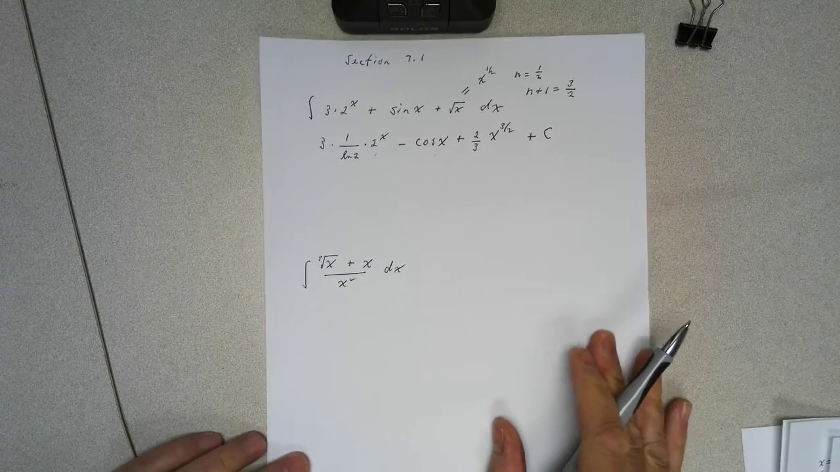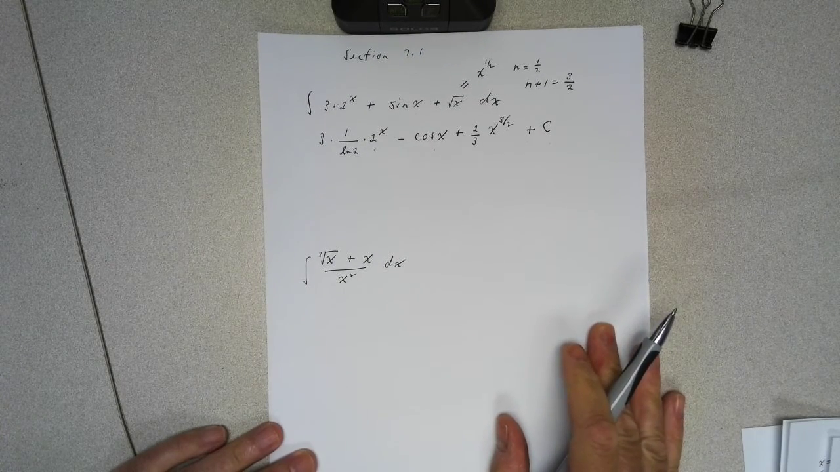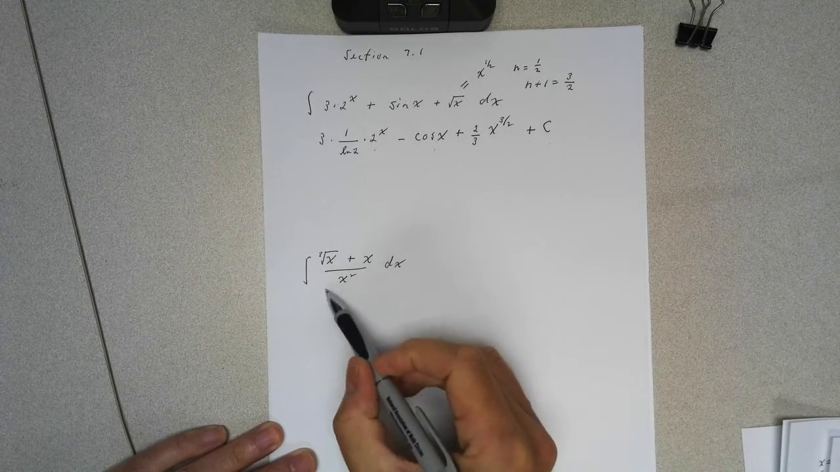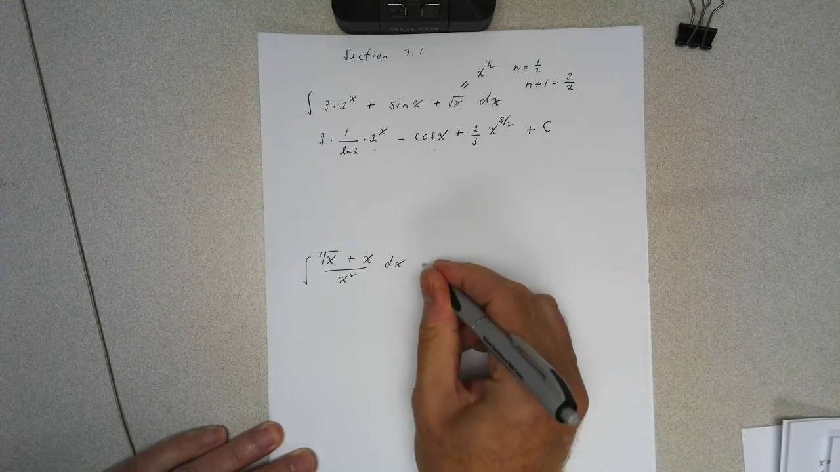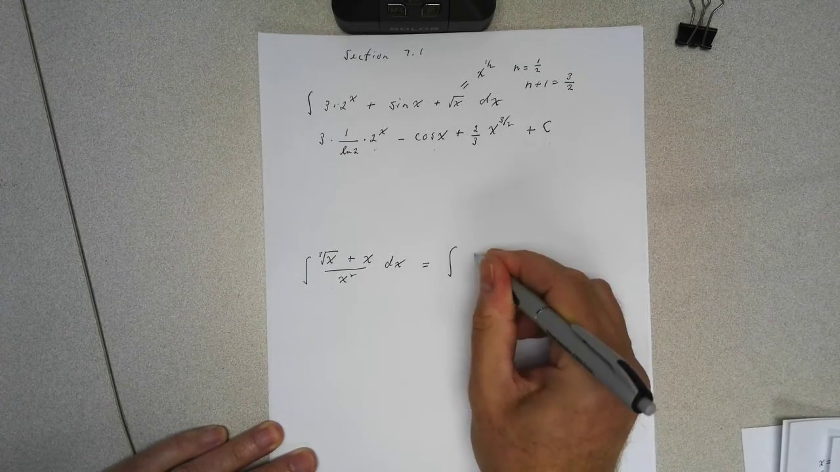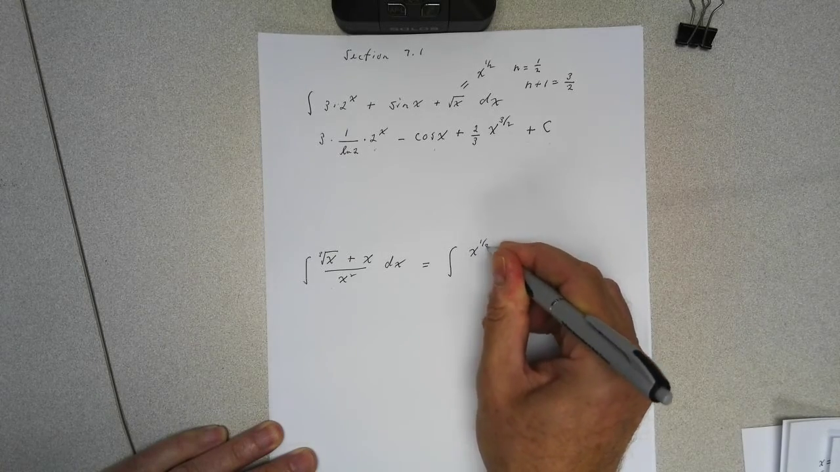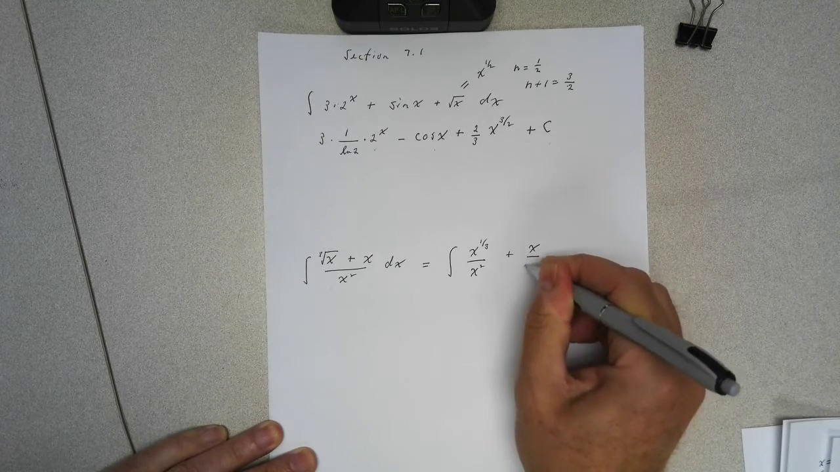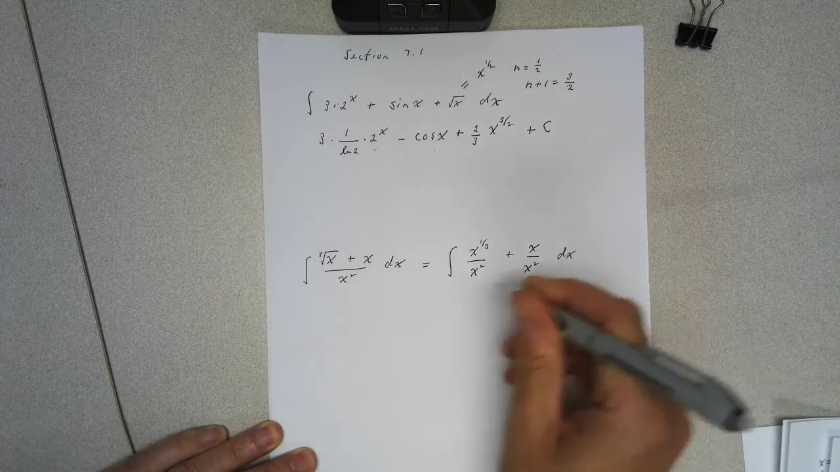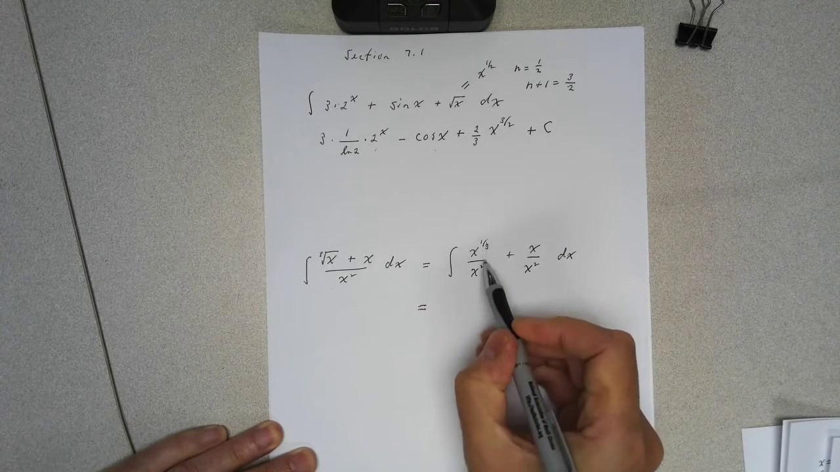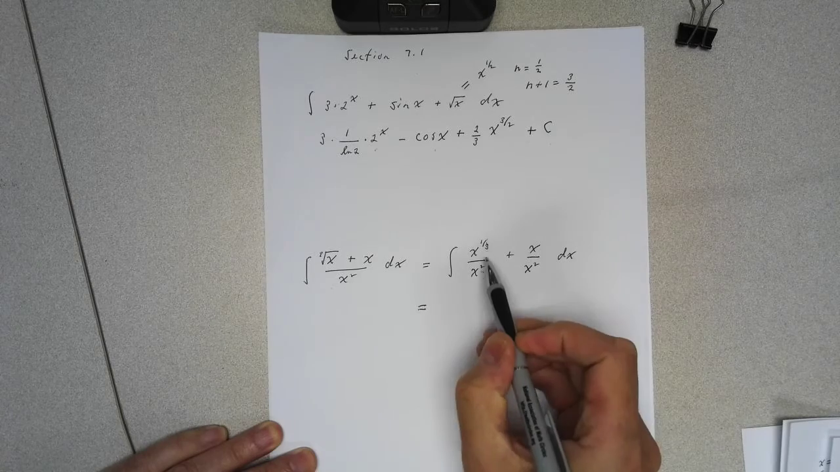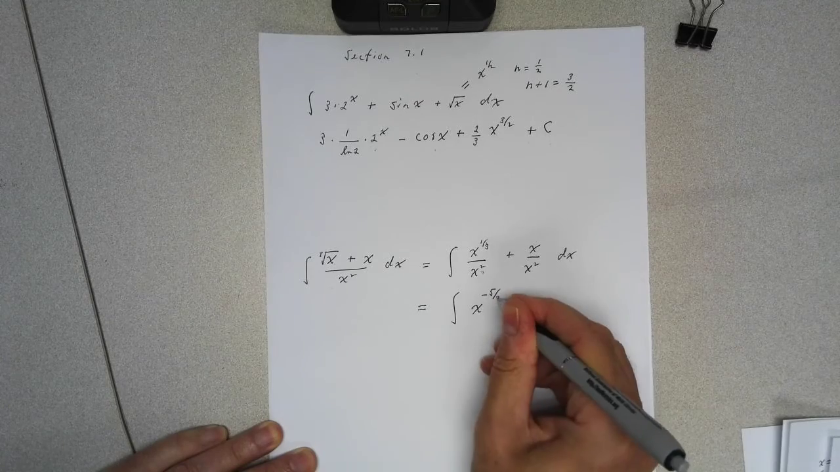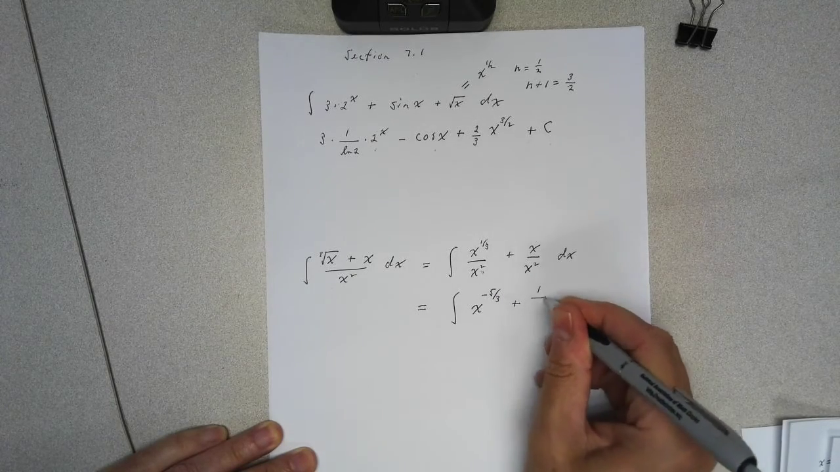Now, if we don't see the functions on the list, the next thing we need to do is think about algebraic simplification. In this example, we can break the fraction up into 2, and use properties of exponents. So this will be the indefinite integral of x to the 1/3 over x squared plus x over x squared. Now simplify our exponents. We subtract exponents, so 1/3 minus 2 is the same as 1/3 minus 6/3, or x to the minus 5/3, plus 1 over x.